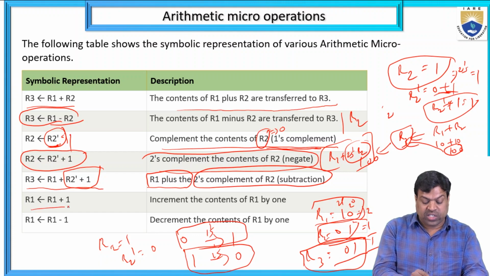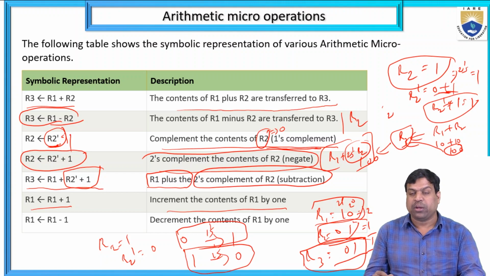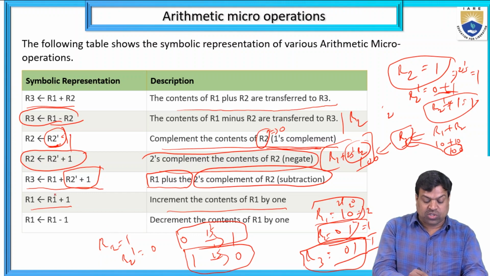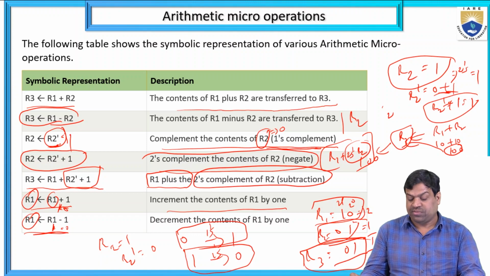Here R1 tends to R1 plus 1, the incrementing of R1. So what is the R1 value? Suppose R1 equal to 0. I am adding the increment, which means 0 plus 1 equal to 1, so R1 equal to 1. Suppose R1 equal to 1, then 1 plus 1 equal to 10, which is 0 and 1 carry. So here decrement. Suppose R1 equal to 1. 1 minus 1, 0. What is the value of R1? R1 equal to 0. Why? Because I have decremented the value of R1.